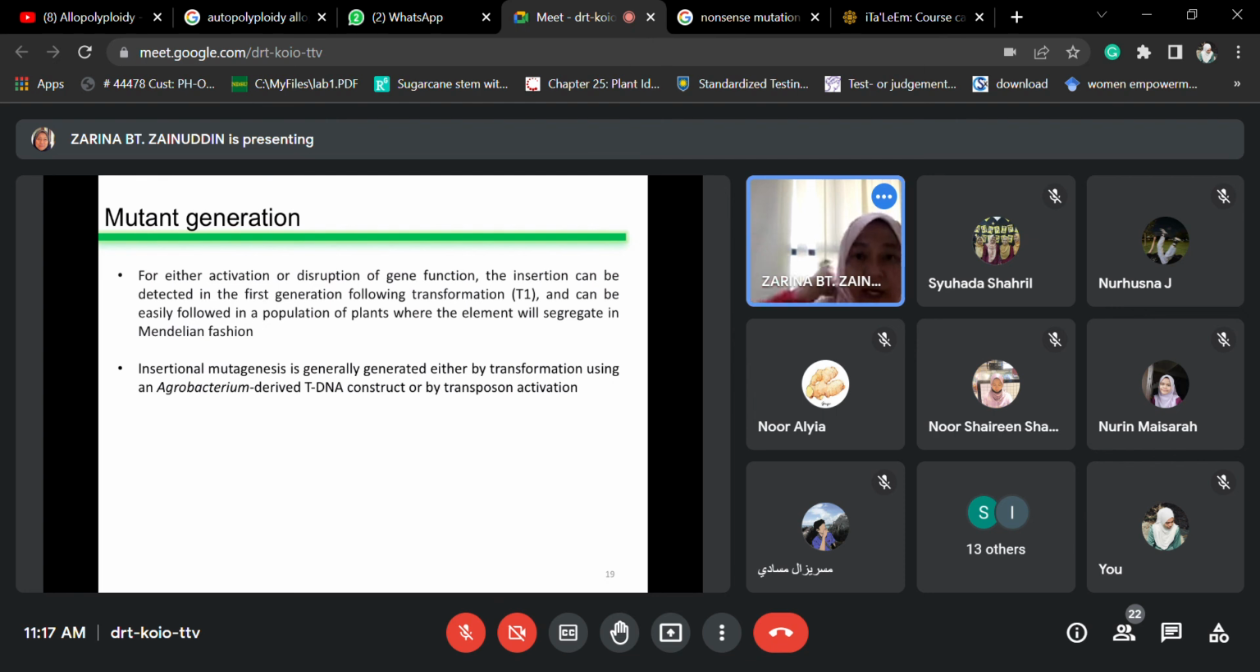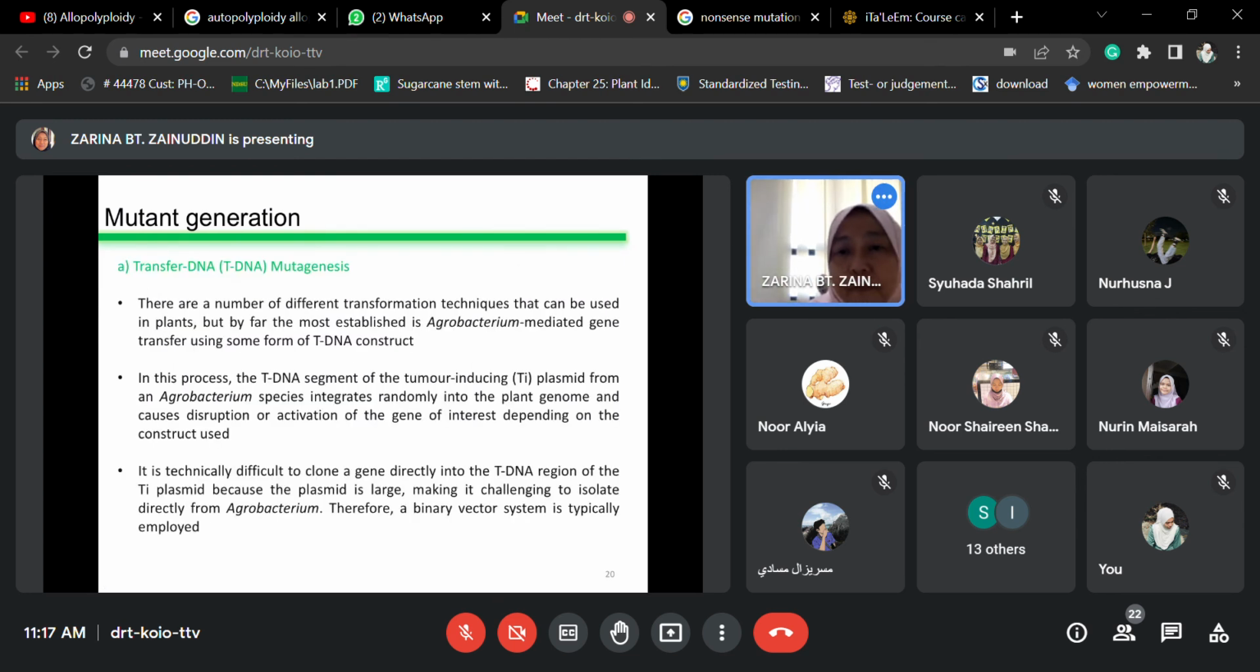Okay. And then for activation or disruption of gene function, the insertion can be detected from the T1 generation. We call it T1 because of transformation, and it can be easily followed in a population where the element will segregate in Mendelian fashion. Okay. Alright, so any question? Any question? No. No questions.